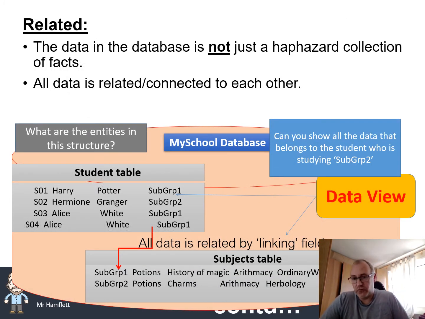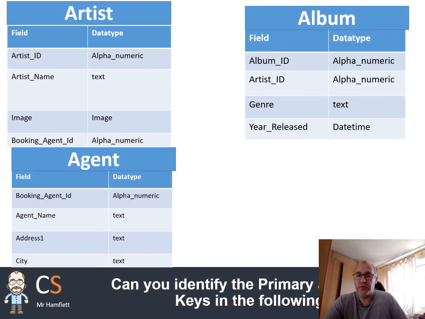Relationships is basically, as I've already said, how those tables are related together, and the way we relate two tables together is the use of foreign keys. Now here's an example. First of all, please pause this video now. Have a look at this. Can you identify the primary and foreign keys? So pause it now, see if you can identify them.